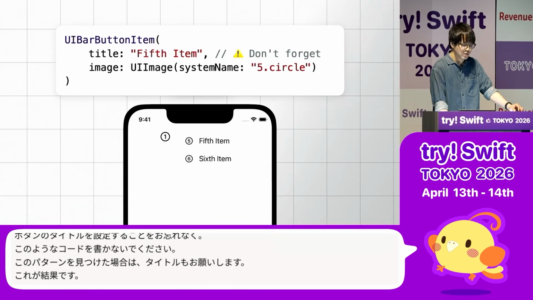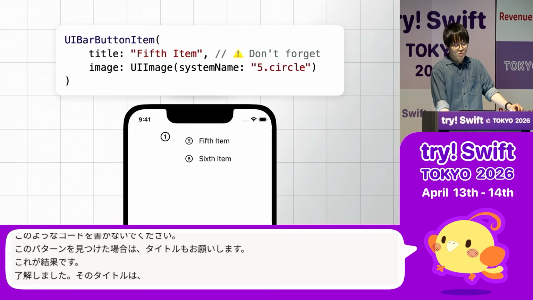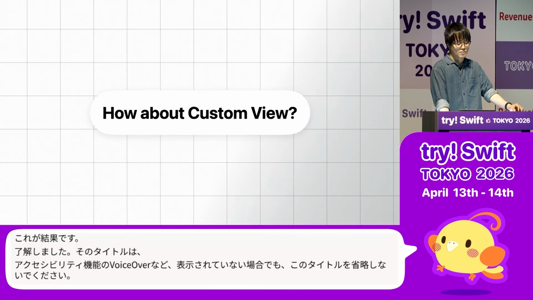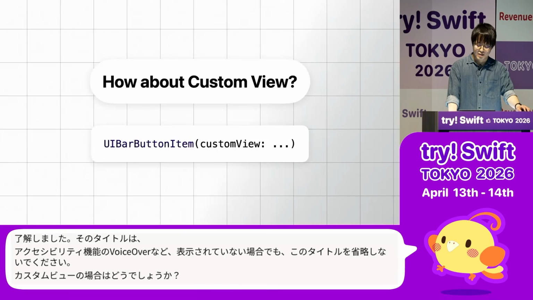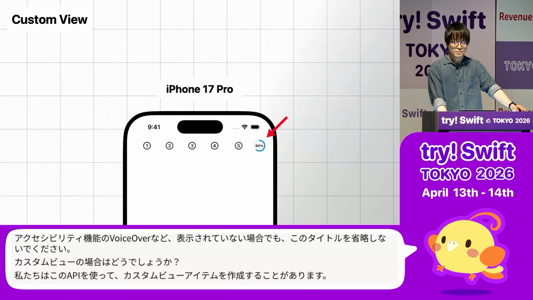The title is used not only for the menu, but also for accessibility features like VoiceOver. So please do not omit this title, even though it is not shown. How about the custom view case? We sometimes make a custom view of UIBarButtonItem with this API. I change the button at the right to a custom view.